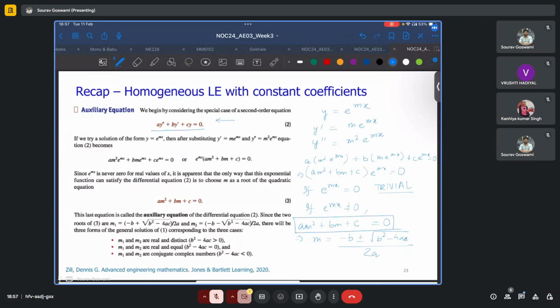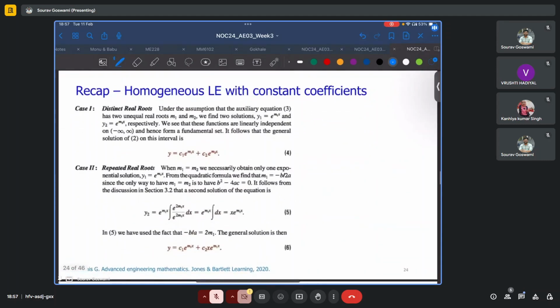If both the roots m1 and m2 are real and distinct, that is when the determinant is greater than 0. If the determinant is equal to 0, then you have real and equal roots, or real and repeating roots. And if the roots m1 and m2 are complex conjugates, which is the case when the determinant is less than 0.